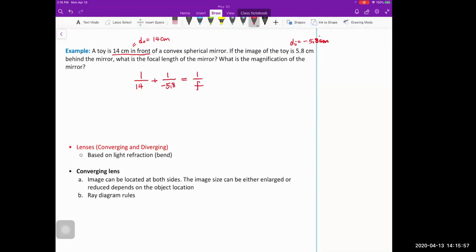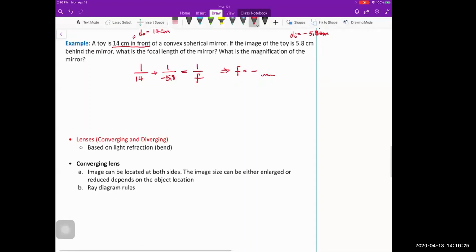That's how you find focal length. And you're going to find out the f is going to be of negative value, because 1 over 5.8 is larger than the 1.14. So this result on the left-hand side is going to be a negative value, and then you take 1 over that value, and that is the f of your answer. Okay, question about the convex.